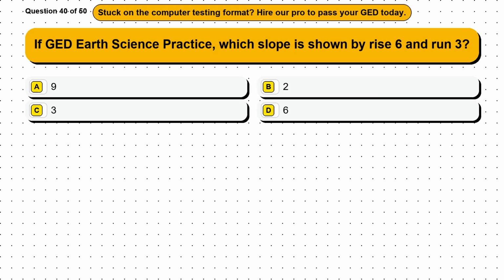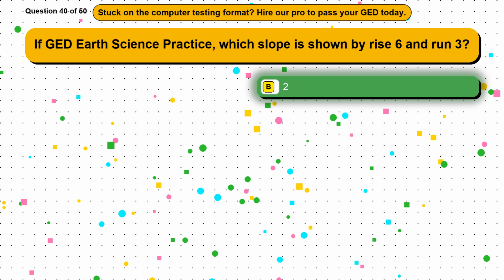Question 40. If GED Earth Science Practice, which slope is shown by rise 6 and run 3? Option A 9. Option B 2. Option C 3. Option D 6. The correct answer is option B 2.